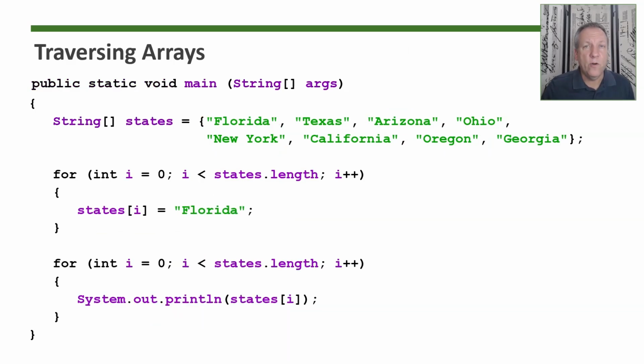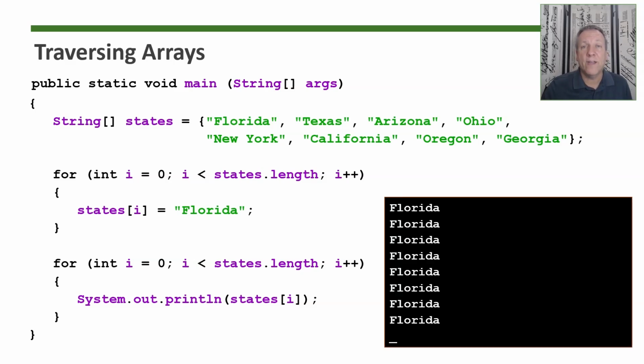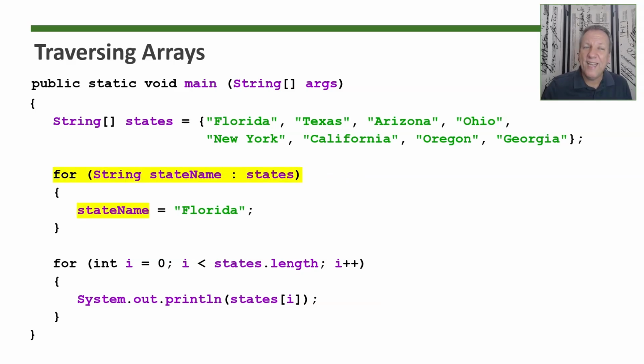Another big limitation with my enhanced for loop is, let's say I'm traversing the array and I want to assign new values to my array. So with a traditional for loop, I can do this. You'll notice in that first for loop, I say states[i] equals Florida. So what is this going to do? As I loop through, it's going to change every element of my states array to the string Florida. And then when I print them out at the bottom for loop, it's going to look like this: Florida, Florida, Florida, Florida. That works great with a for loop, but can I do that with a for each loop?